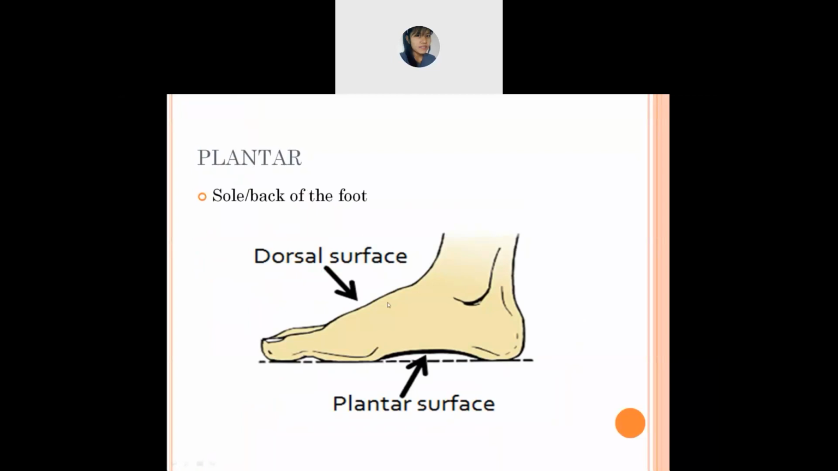Okay? And the next one, that is plantar. Plantar means this. It is known as the sole of the foot, this one. Or else you can say the back side of the foot. Is it clear? Dorsal means front, means top, and plantar means down portion, means back. Is it clear?